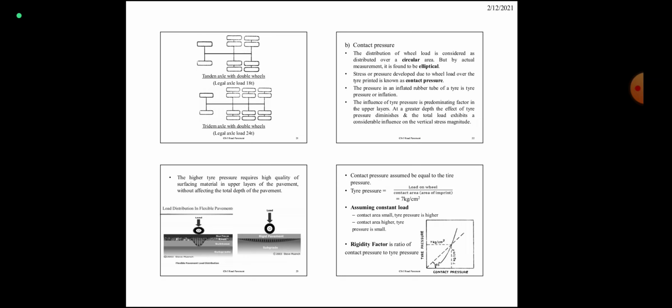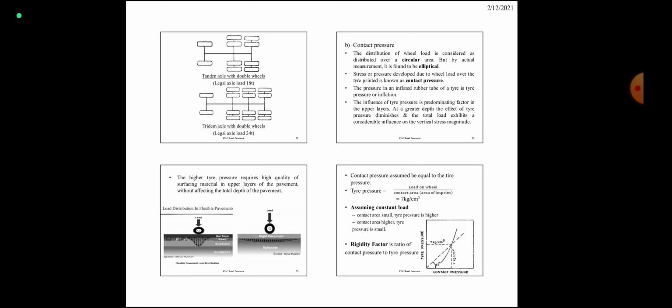Contact pressure. The distribution of wheel load is considered as distributed over a circular area, but by actual measurement it is found to be elliptical. Stress or pressure developed due to the wheel load over the tire print is known as contact pressure.